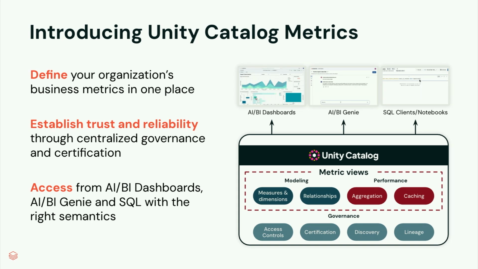What if in Unity Catalog, we give you a way to centralize your metric definitions? A metric definition being your data model, your measures and dimensions, all the other semantic metadata, things like display names, synonyms, formatting, whether something is currency or percent. All of that information in a bundle, and govern that alongside all your data assets.